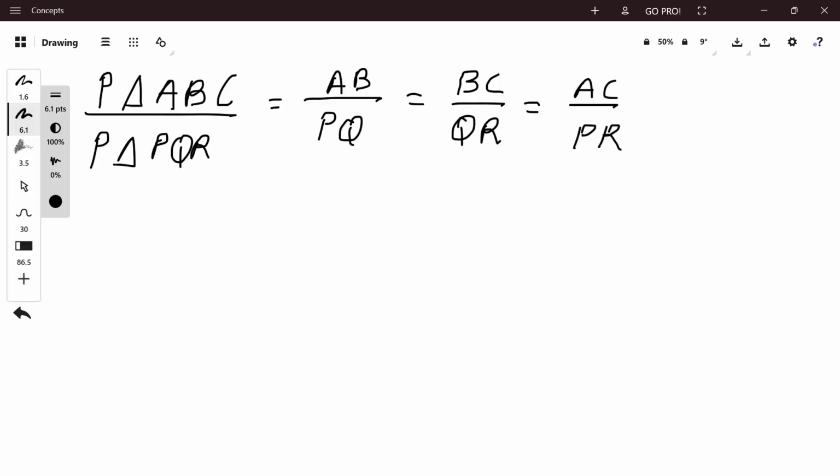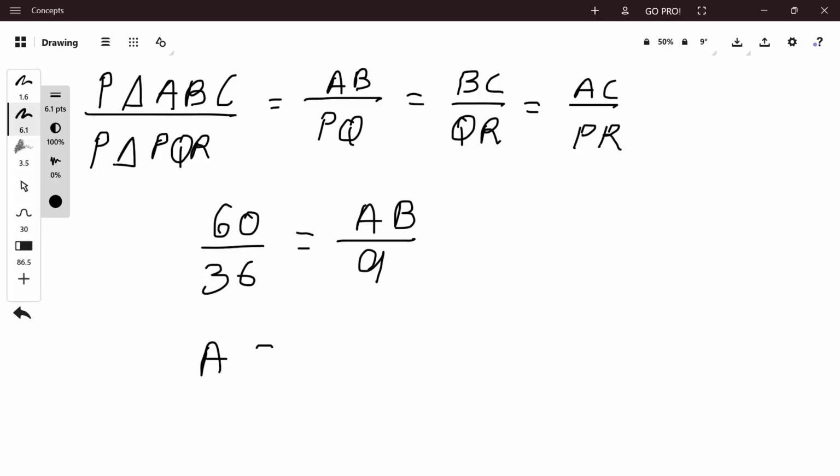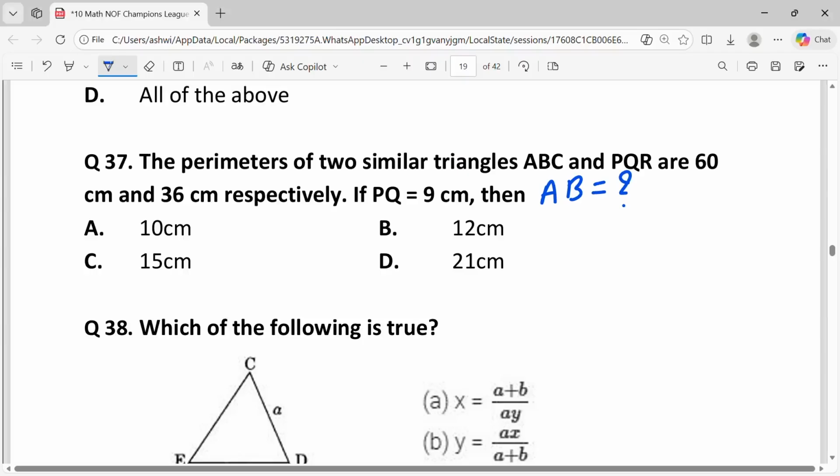The perimeter of triangle ABC is 60 cm and perimeter of triangle PQR is 36 cm. PQ is 9 cm. The side corresponding to PQ in triangle ABC is AB. So we can write the proportion as 60 upon 36 is equal to AB upon 9. That is, AB is equal to 15 centimeters. From the options, the answer is C, 15 centimeters.